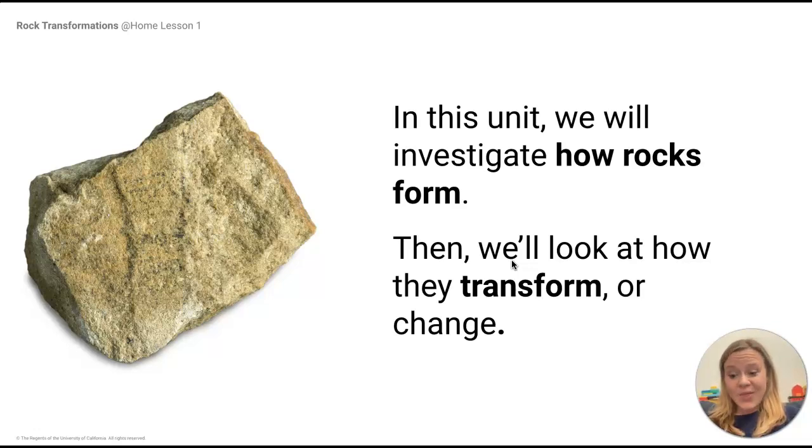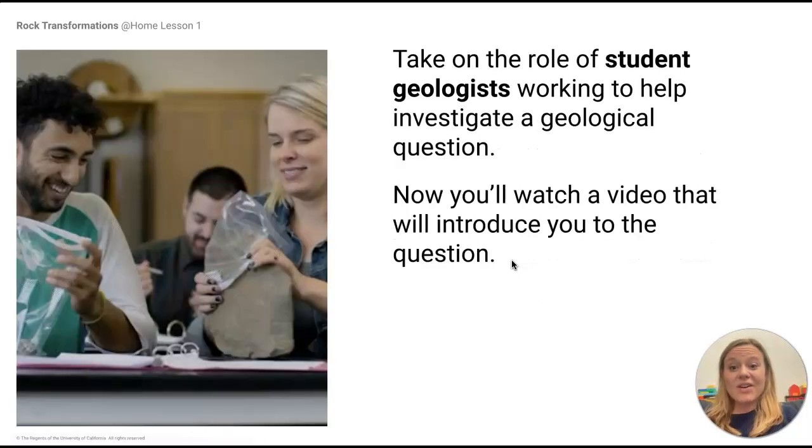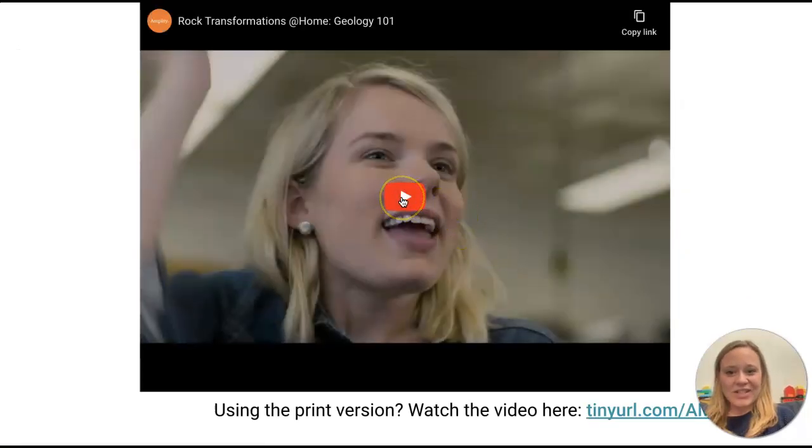And we talked a lot about that in our last lesson when we talked about energy and matter. So we're just going to dig a little bit deeper and learn how rocks form and then look at that transformation process. We are going to be taking on the role of student geologists, and we are going to watch a little video which is going to help introduce that and get us excited about what's to come. So just sit back and watch this video.